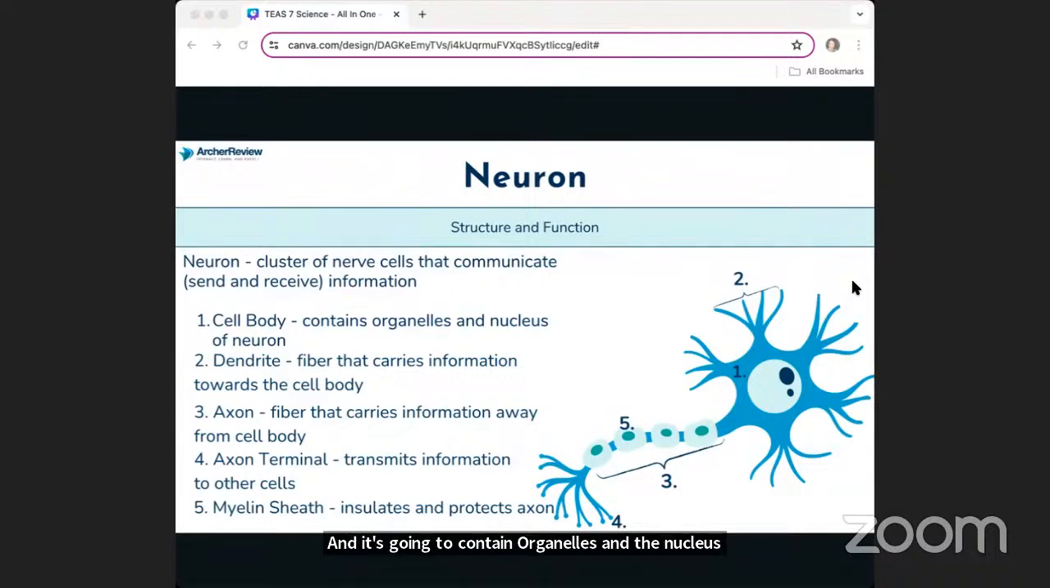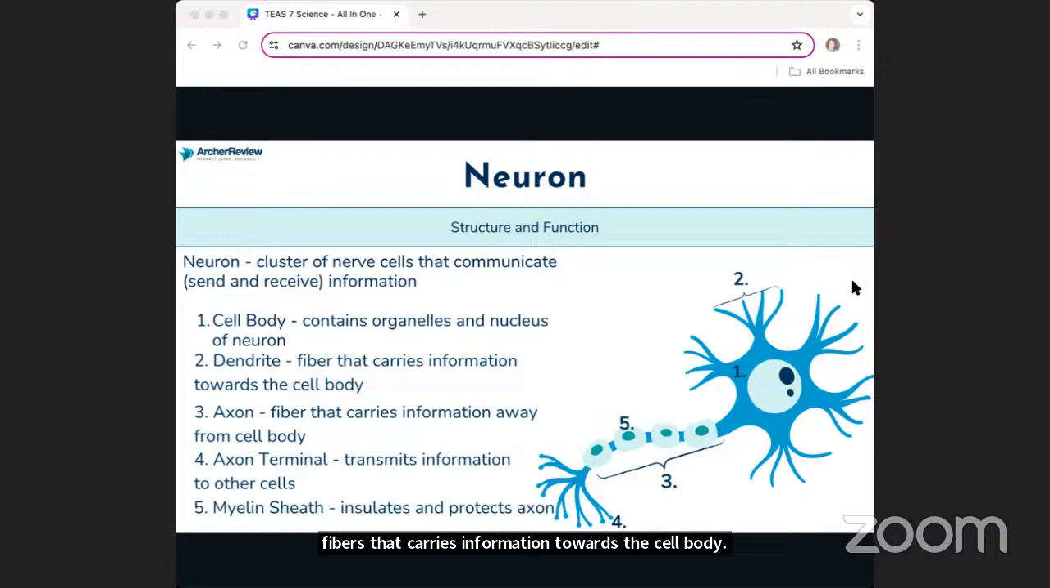Around the cell body, labeled number 2, are called dendrites, and these are fibers that carry information towards the cell body. Think of them almost like tentacles or feelers that sense and carry that information towards the cell body, towards the nucleus.